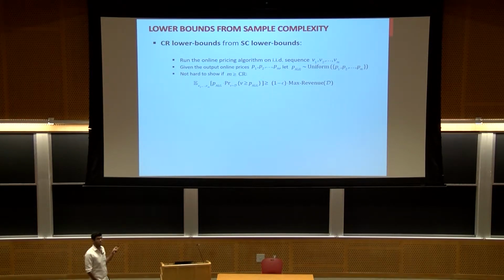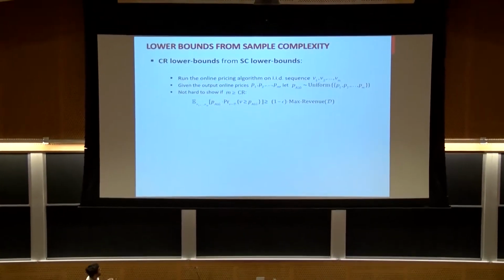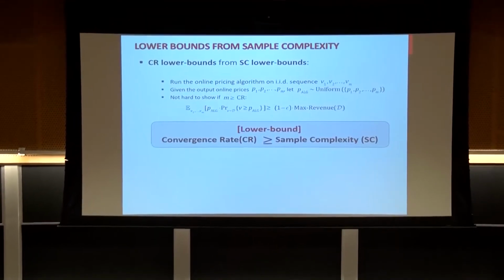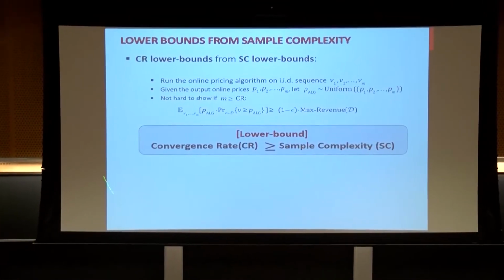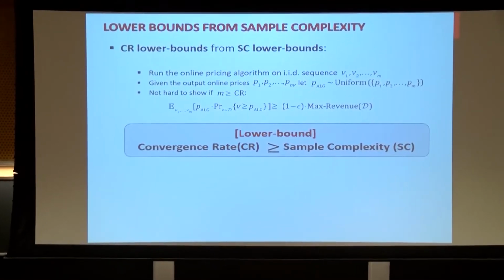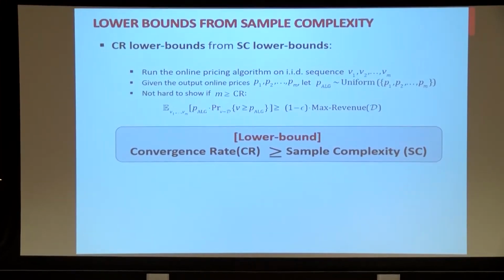Now, it's not that hard to see that if the number of samples you have is greater than or equal to the convergence rate, then the expected revenue you get from this randomized price, which is basically the average accumulated revenue of the online pricing algorithm, is going to be at least 1 minus epsilon times the maximum revenue you get from this distribution. So this implies that sample complexity is a legitimate lower bound for the convergence rate problem. And we know information theoretic lower bounds here.